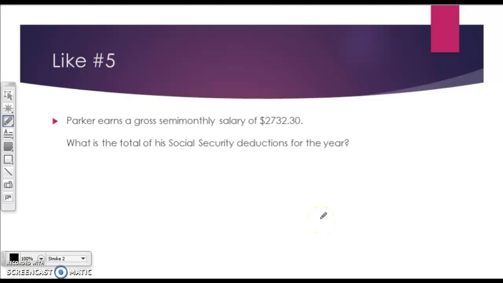Hey guys, Parker earns a gross semi-monthly salary of $2,732.30. What is the total of his Social Security deductions for the year?